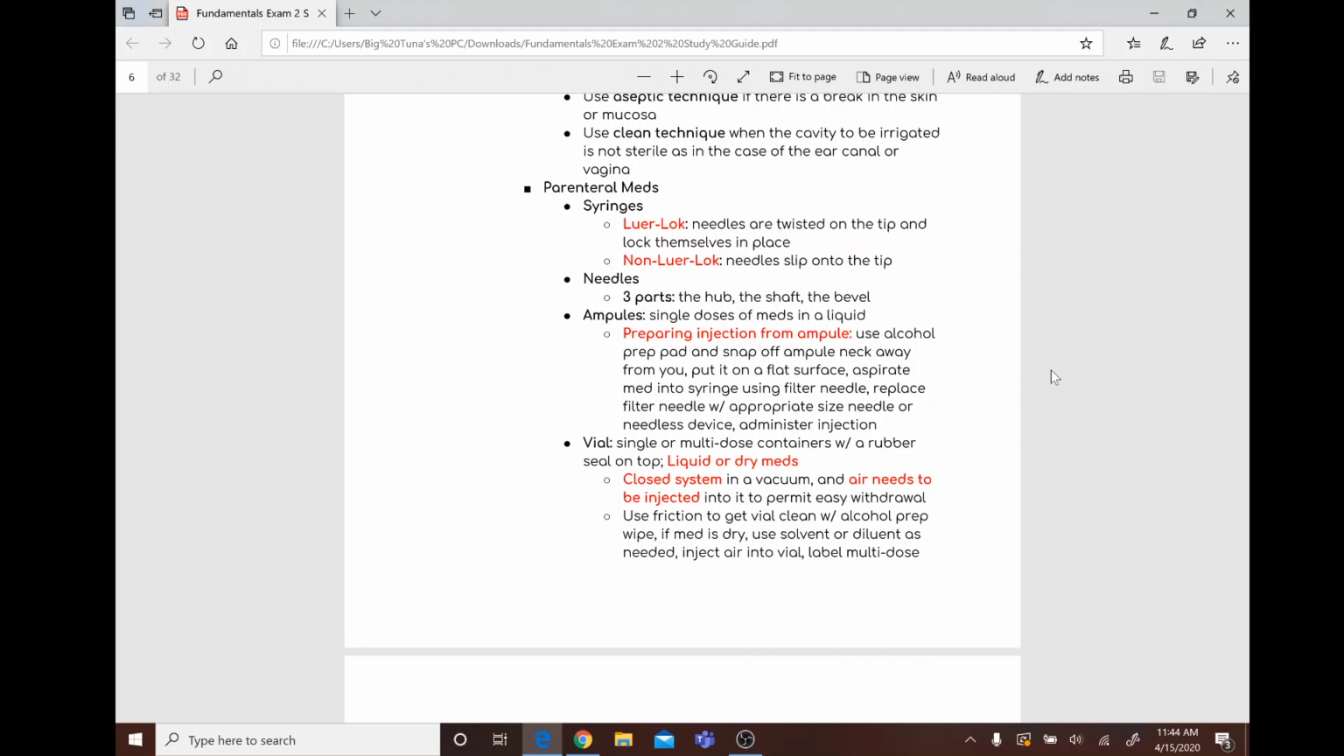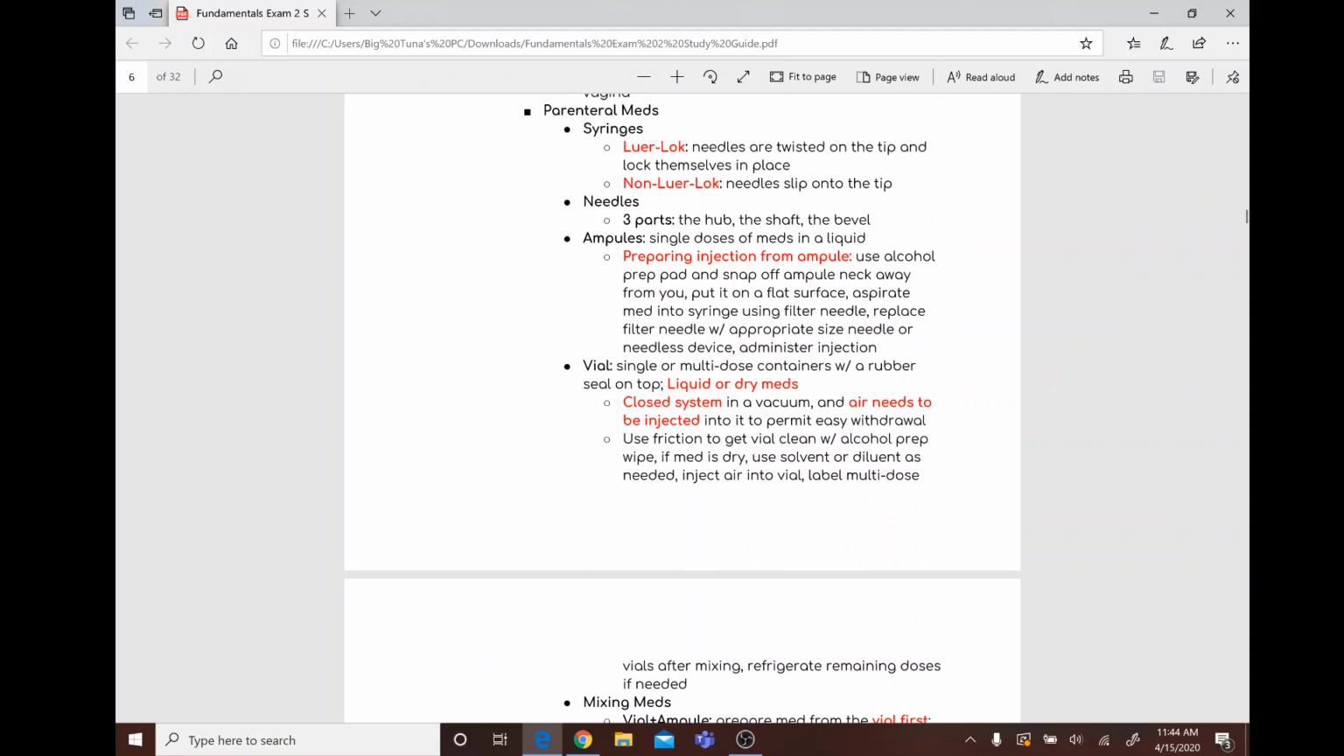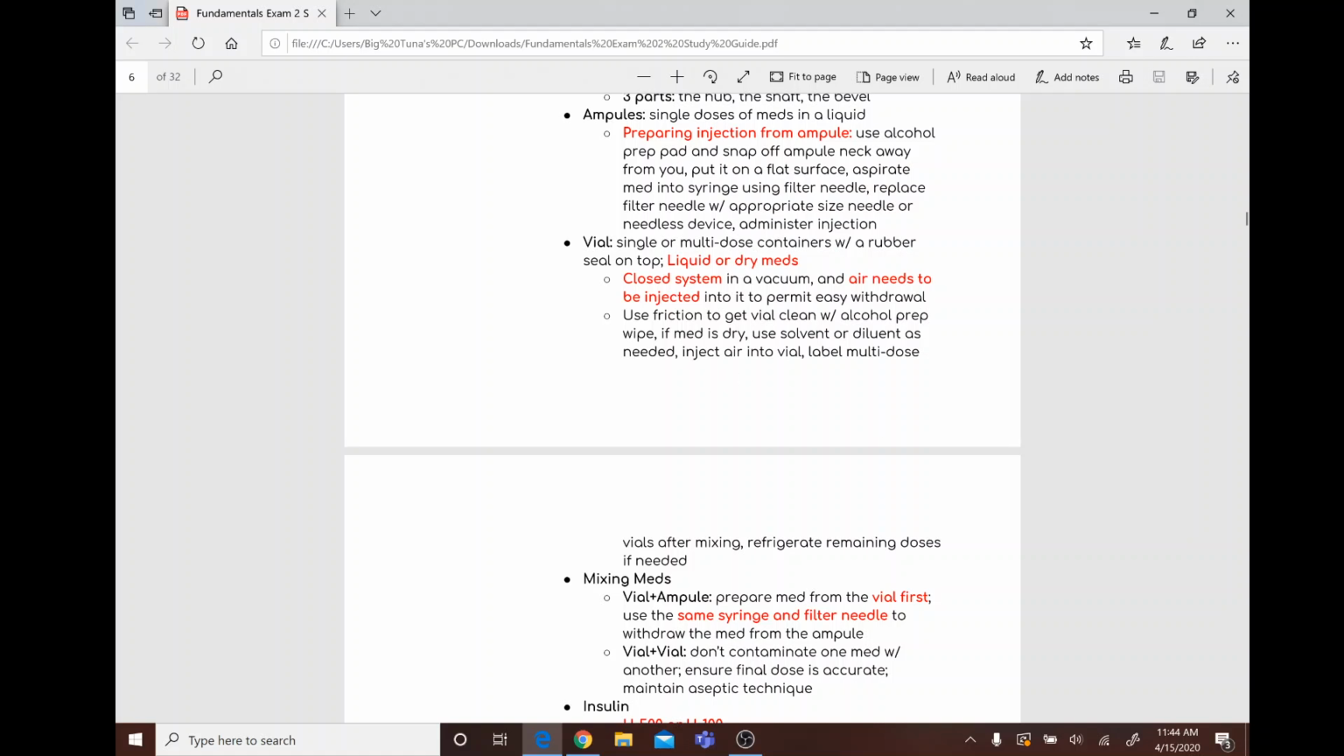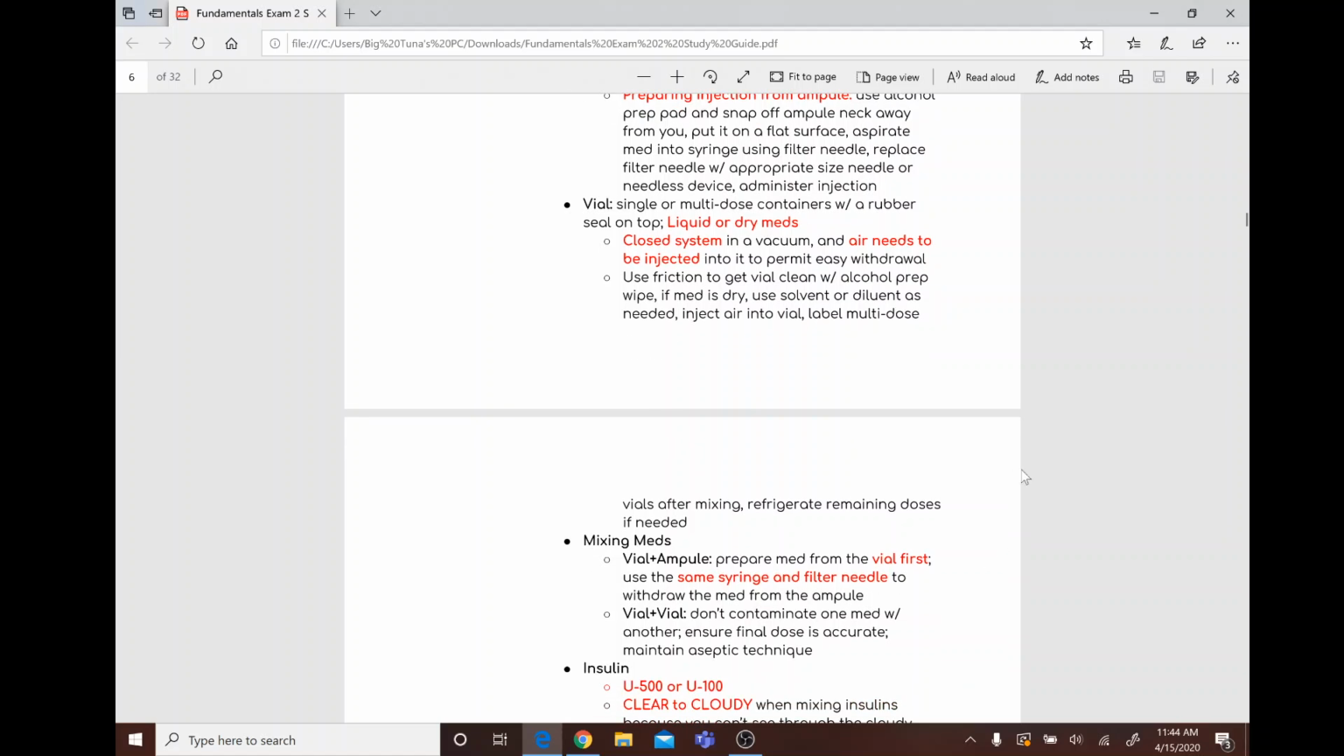All right, a vial is a single or multi-dose container with a rubber seal on top, with liquid or dry meds. It's a closed system under a vacuum, and air needs to be injected into it to permit easy withdrawal. Use friction to clean the vial with alcohol prep wipes. If the med is dry, use solvent or diluent as needed. Inject air into the vial. Label multi-dose vials after mixing and refrigerate remaining doses as needed.